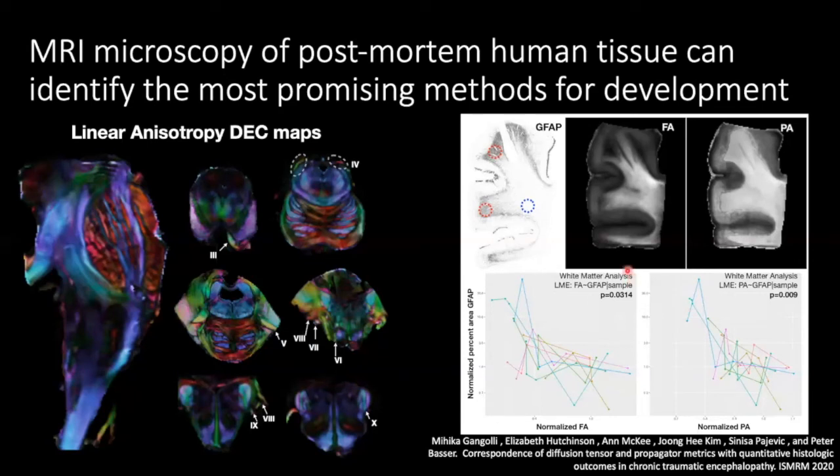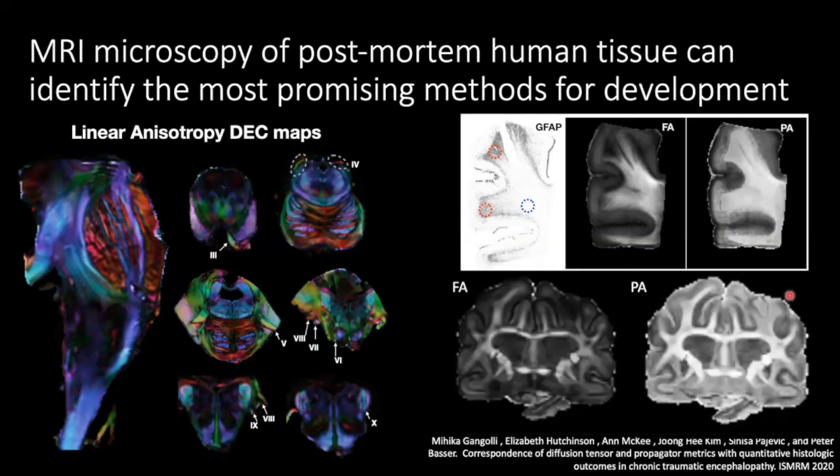But like I said, I'll just emphasize propagator anisotropy. And it was pleasantly surprising to find that there was the same pattern of reduced fractional anisotropy, but not reduced propagator anisotropy in her samples as well, and that to some extent it correlated with GFAP. Furthermore, propagator anisotropy was more significantly correlated with her quantitative GFAP findings.